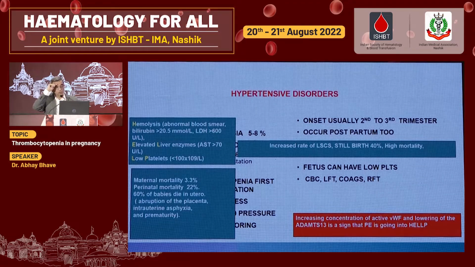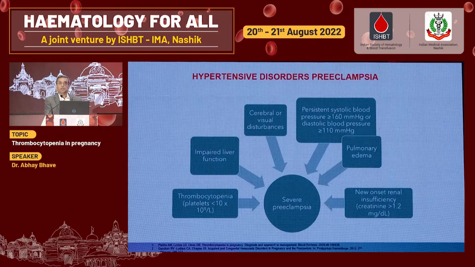How do you pick it up? Is there a way to pick it up? There might be a way. An increasing concentration of active von Willebrand's factor, which Dr. Shahnaz has just beautifully explained to us, and dropping of the ADAMTS13. If this happens, then we know that the patient is going from PE to something else. It may be from preeclampsia to eclampsia or HELLP syndrome or something more. So you can do this test if you have the facilities and the patient can afford the test. Otherwise, you're going to land up with all these features into something called severe preeclampsia. And you might even lose the patient at that point of time.